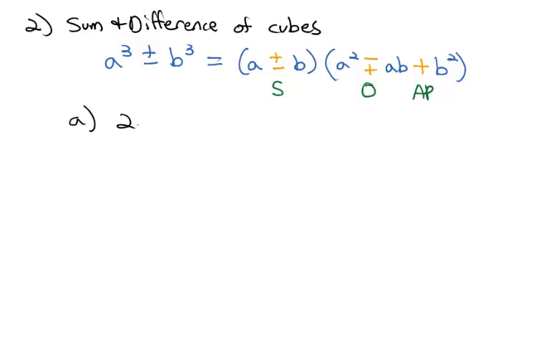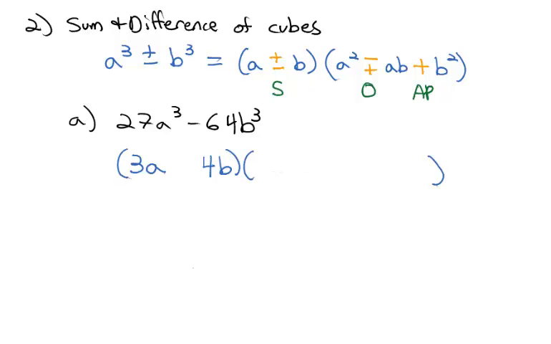So if we are asked to factor something like 27a cubed minus 64b cubed, what's going to clue us into this formula is we see all the exponents are cubed. So we take the cube roots. What to the third power is 27? 3. The cube root of a cubed is a. What to the third power is 64? 4. The cube root of b cubed is 4b.